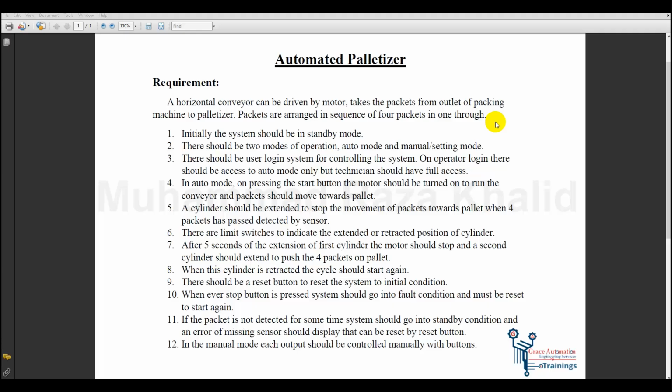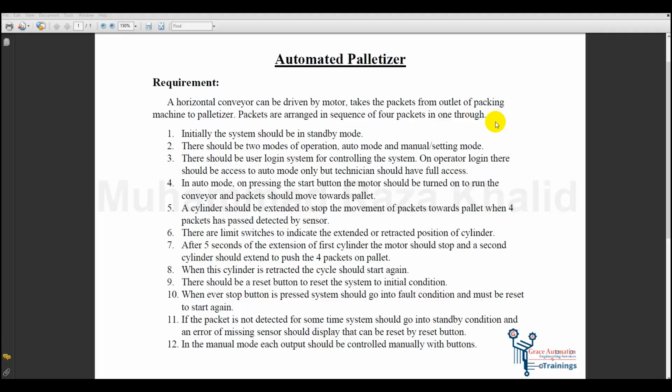And the function of the stop button was that on pressing the stop button, the system should go into fault condition, meaning the processing should stop and an indicator should display that the system is at fault. Then the system needs to be reset after clearing the fault to start the process again.